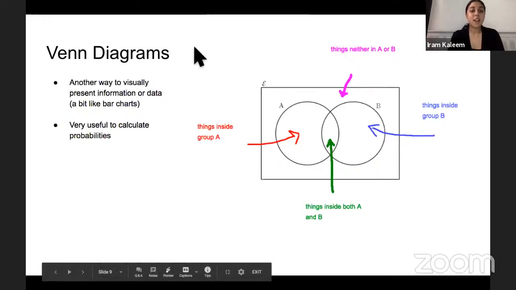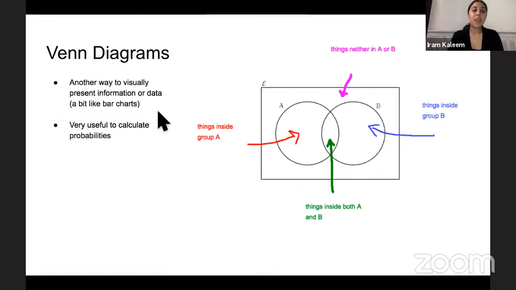Then we looked at Venn diagrams. We said that this was another way to represent some data or information, kind of like a bar chart, but in this case we use 2 circles. The reason we learned about Venn diagrams is that they are quite useful to calculate probabilities. If we have a Venn diagram, 2 circles with a box outside it, it often means that each circle represents a group or a set of items or numbers.